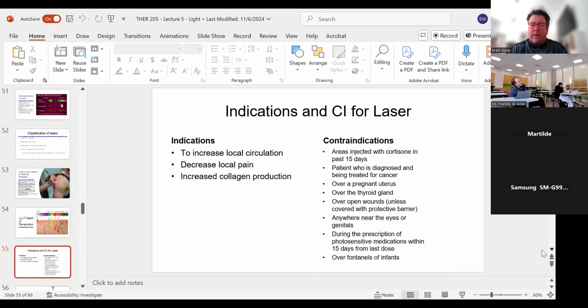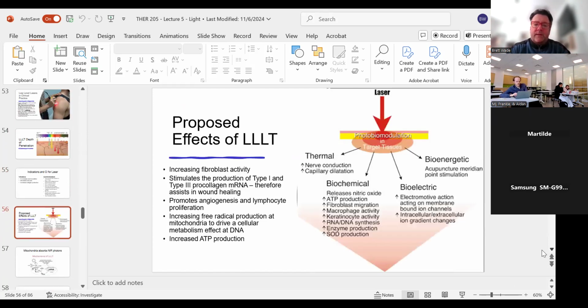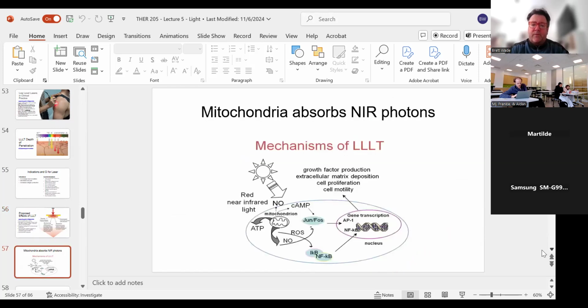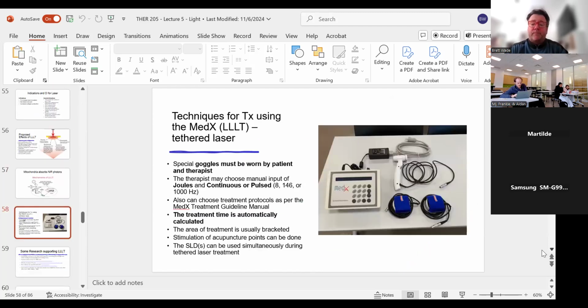Depth of penetration, not really. Contraindications, as always, I always ask that. What they do, that was on the review question. So yep, that's a question for sure. The mitochondria question, for sure.